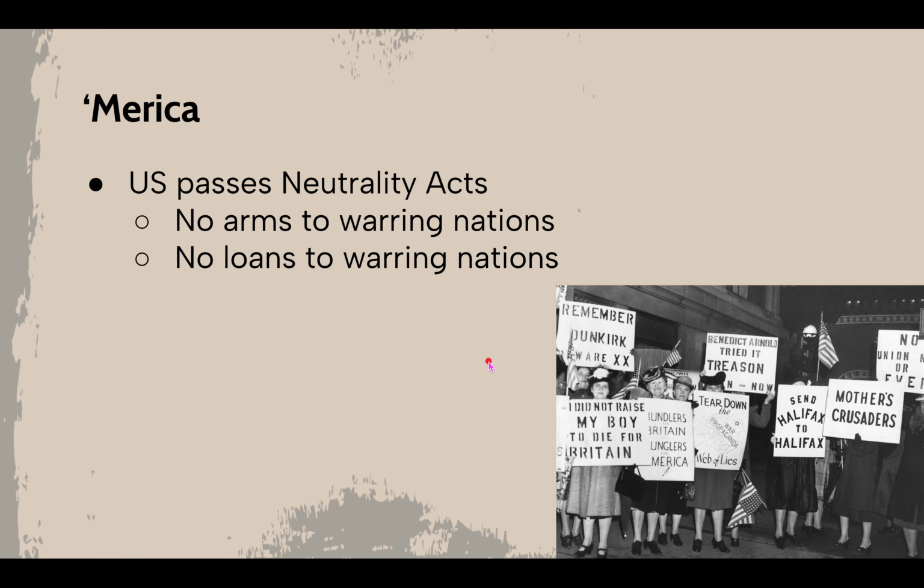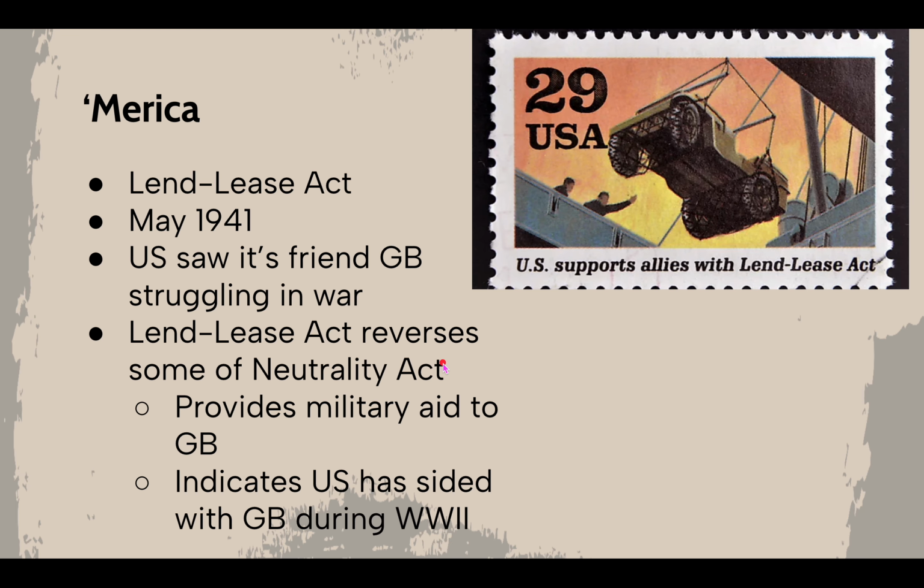The US passes the Neutrality Acts, meaning that they're not going to send any arms to warring nations and they're not going to loan any money to warring nations. Then there was the Lend-Lease Act of May of 1941. The US saw its friend Great Britain really struggling in the war, especially after France got taken over. So the Lend-Lease Act reverses some of the Neutrality Act. So the US can now provide military aid to Great Britain, and it indicates that the US has now sided with Great Britain during World War II.